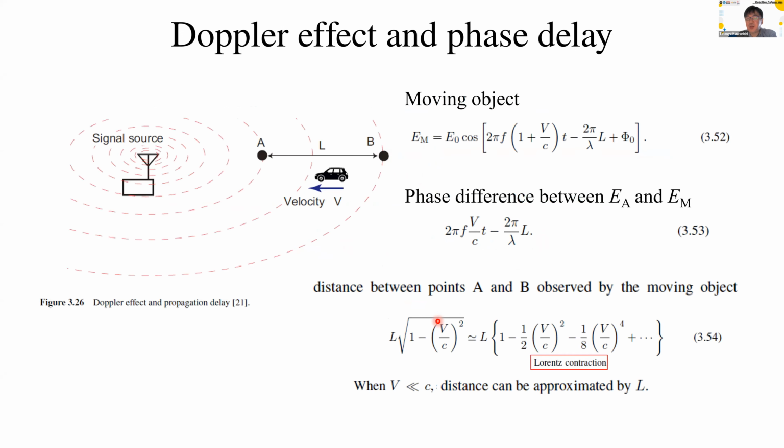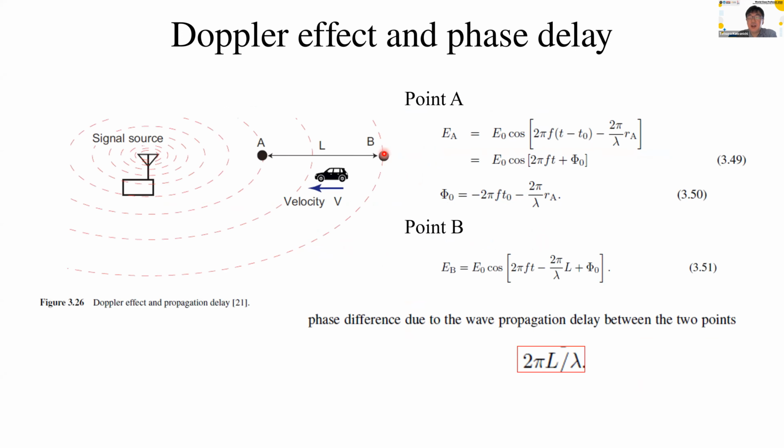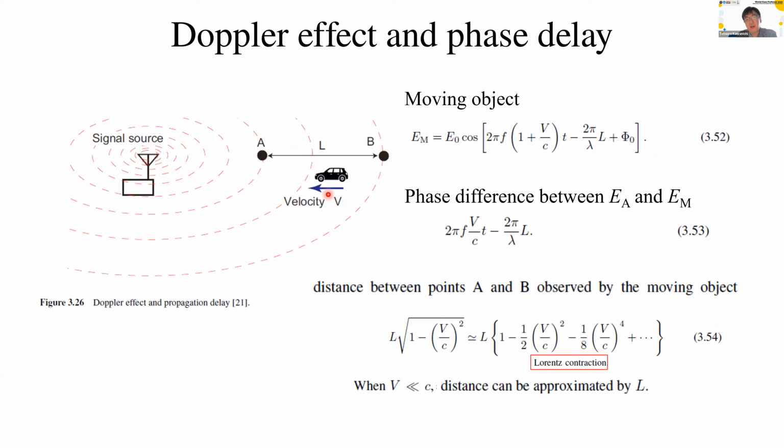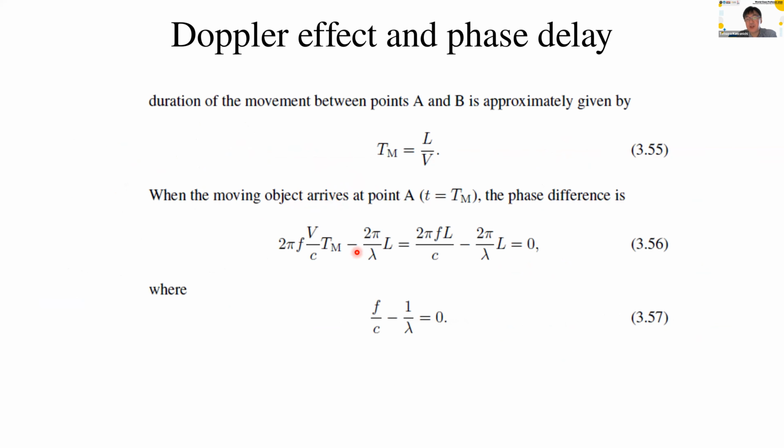So just to recap, I explained two things. The phase difference between these two points due to phase delay from the propagation of the wave, and another one, the Doppler effect on the moving object. If we monitor the wave here and here, of course, we can see the phase difference. And if we measure the waveform on the moving vehicle, we can observe the frequency shift. And finally, we can get this equation.